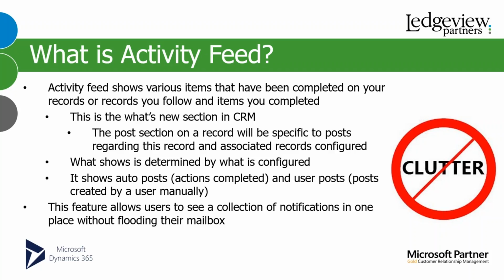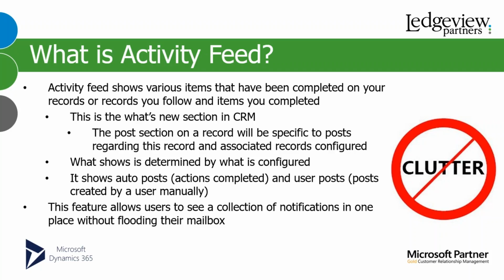And then any item you complete, contacts that you've created, accounts that you've created, leads that you've qualified, that information is also going to show in what's called the What's New section. The What's New section is where all these posts are housed. Now, the different types of posts that you can do are auto posts. Those are the actions completed. So like a lead being qualified, an account being opened, an opportunity being closed, things of that nature.